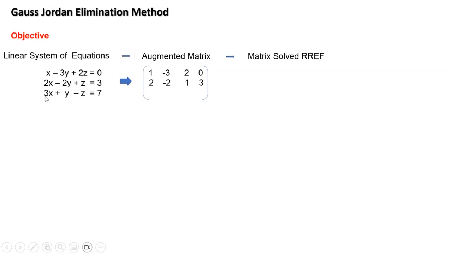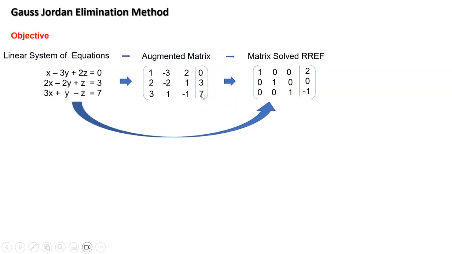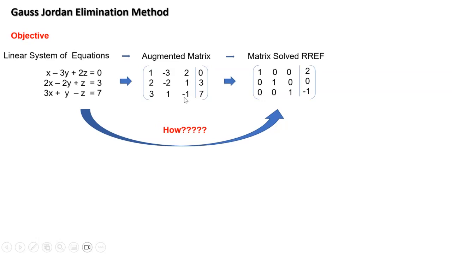And lastly, for the third equation, it's going to be 3, 1, -1, and 7. Now, this must be executed, and this should be the end result. This is my solution: 2, 0, -1. But you may be thinking, how are we going to do it? Right? This is the question: how?